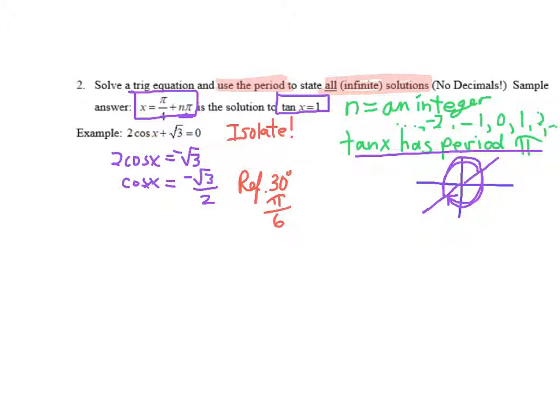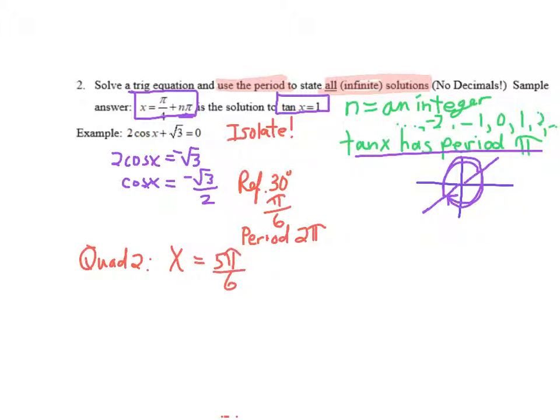And we're going to be in quadrants 2 and 3. Now with quadrants 2 and 3, you're not going to be adding pi to get to the next one. So for cosine and sine, which have a period of 2 pi, we have to consider the two quadrants where cosine x is negative square root of 3 over 2. So we'll have a quadrant 2 value. And remember that would be just less than pi. That would be x equals 5 pi over 6.